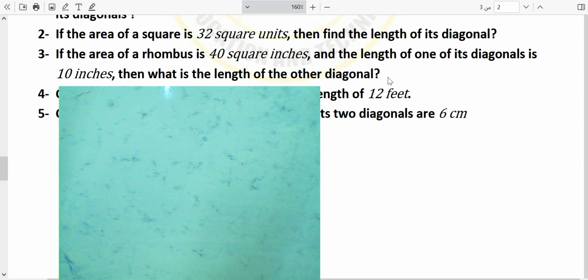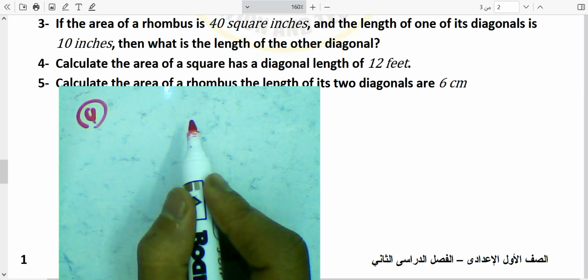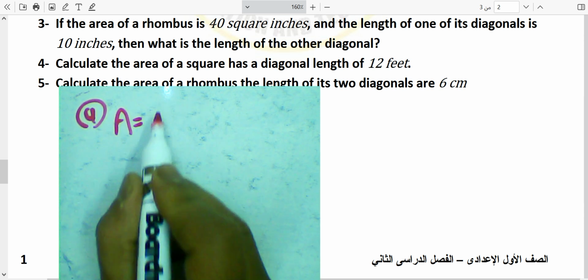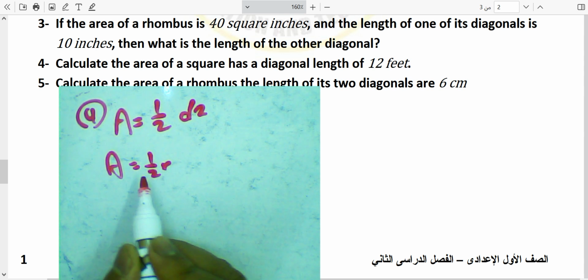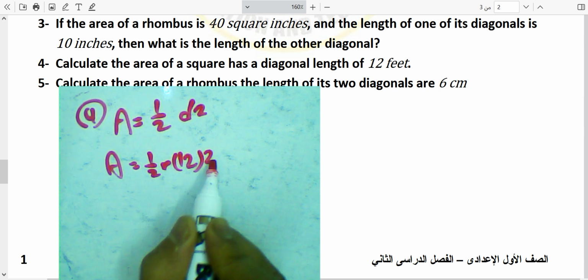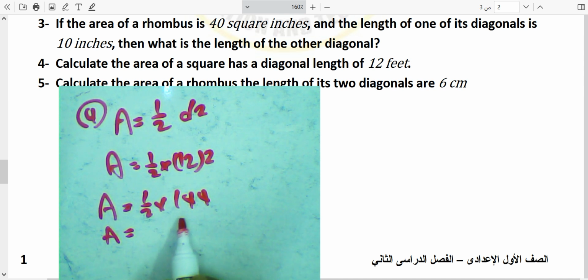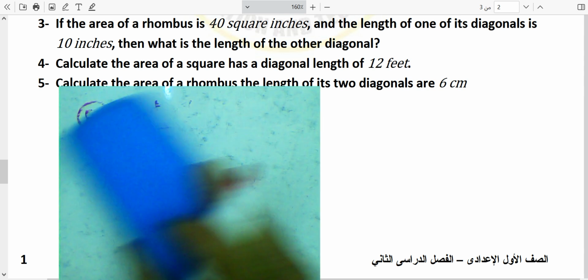Next question, number 4. Calculate the area of a square that has a diagonal length of 12 feet. We know the area equals half times the diagonal squared. Then the area will equal half times 12 squared. Then the area will equal half of 144, which equals 72 square feet.